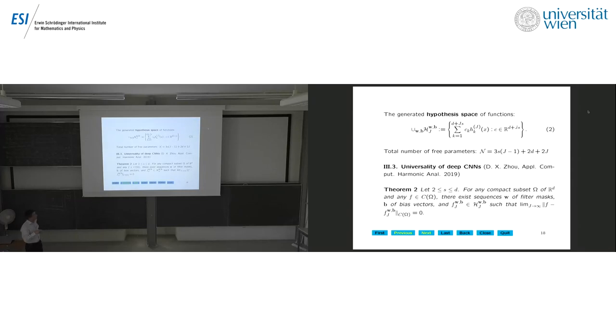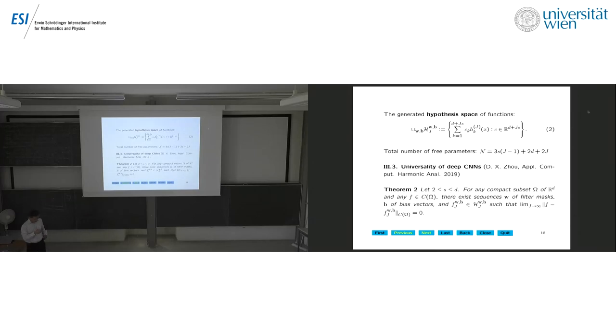The first paper in this direction will appear in Archer. It's about universality. It says that if you give me the filter length s to be between 2 and d, where d is the input dimension, and we need at least filter length 2, then for any compact subset omega of R^d and any continuous function f on omega, there exists a sequence of filters W and a sequence of bias vectors B, such that one function from this hypothesis space will approximate the function f well enough to any accuracy.